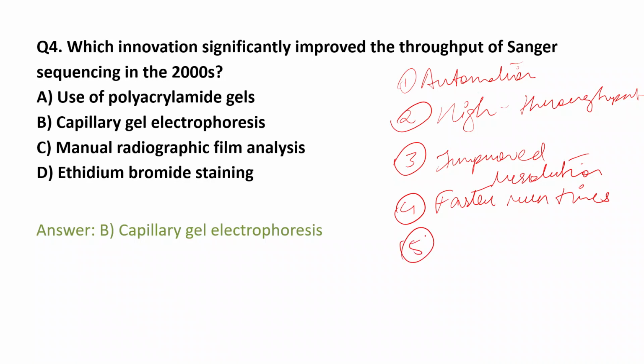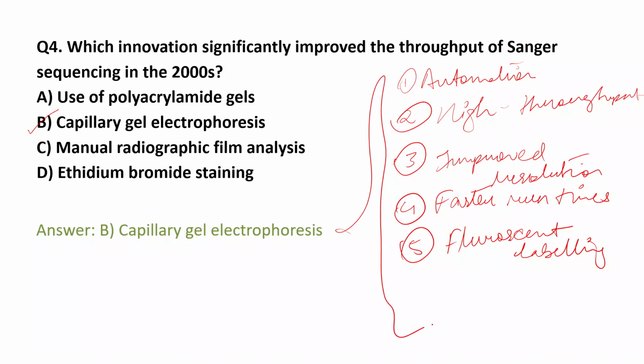And then fluorescent labeling. Integration of fluorescently labeled ddNTPs with laser detection streamlined the process and eliminated the need for hazardous radioactive labeling. The answer is capillary gel electrophoresis. So these are the benefits.